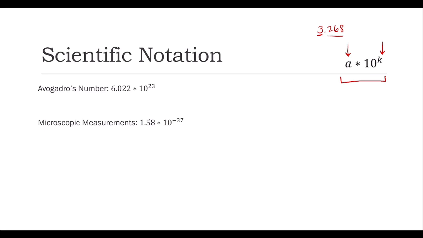So for example, if you had the number 4,320,000, we could turn this to scientific notation by moving the decimal 1, 2, 3, 4, 5, 6 places to the left. So it would be 4.32 times 10 to the 6th. So as you move the decimal to the left, your exponent will get larger. And then when we move to the right, our exponent will get smaller.